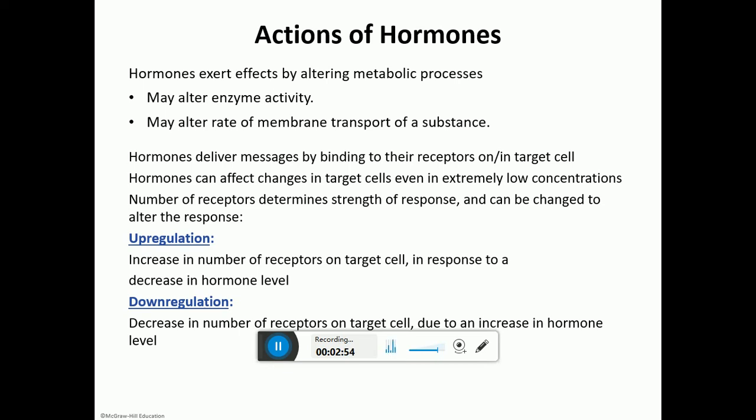The cell also has the ability to upregulate or downregulate the number of receptors it has. So if there is just way too much of the hormone circulating in the bloodstream, the cells get overwhelmed with all that hormone. The cell is able to downregulate the number of receptors that it has. And the opposite is true as well. If there isn't enough hormone circulating in the bloodstream, the cell, in order to capture and attach to as much hormone as it can, is going to upregulate the number of receptors.